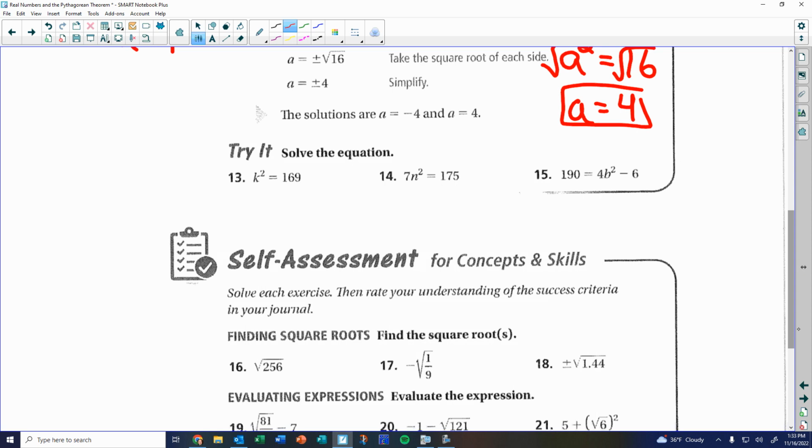And remember, plus or minus can work for this, right? Because I can plug in a negative 4 and square it. So if I have k squared equals 169, we would square root both sides first.